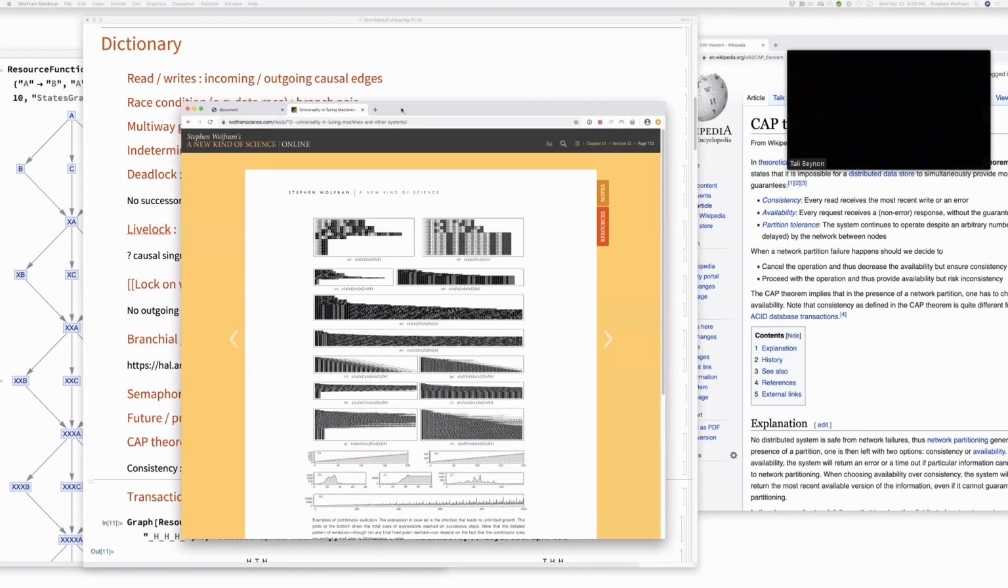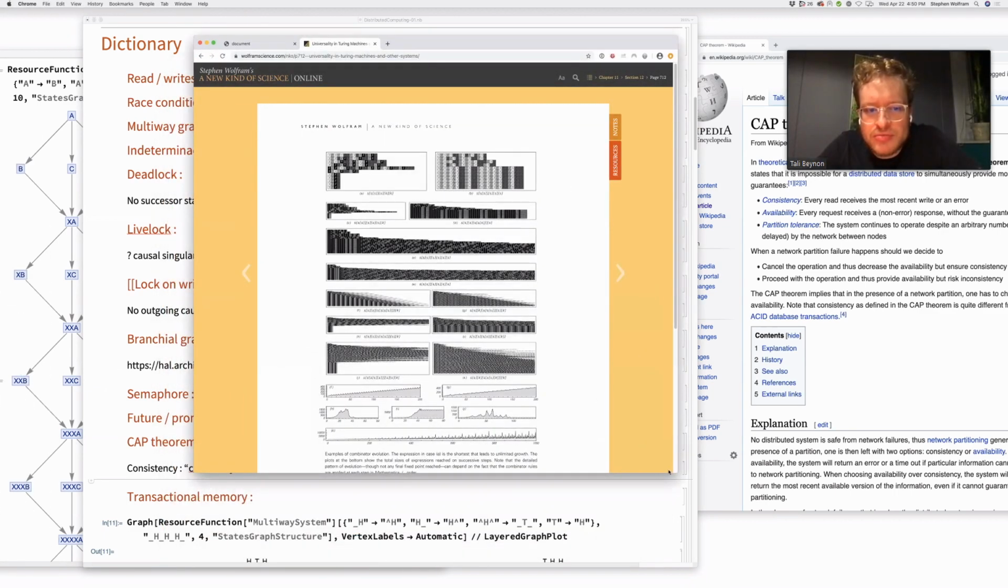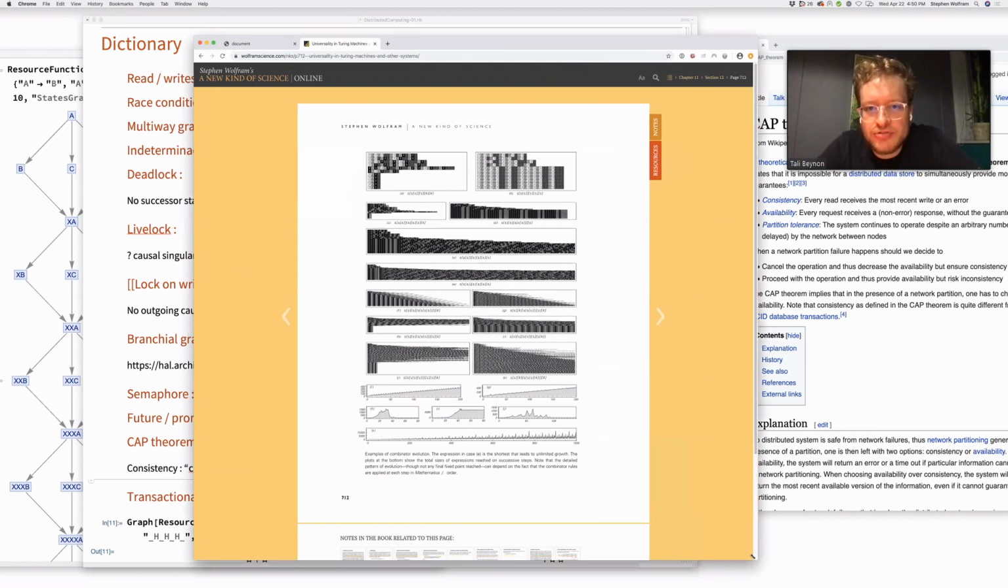So Stephen, a quick question: does multi-way system support replace all as a kind of rule engine, right?